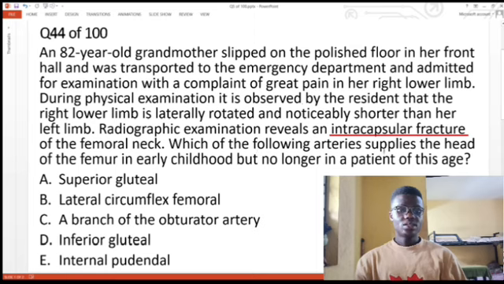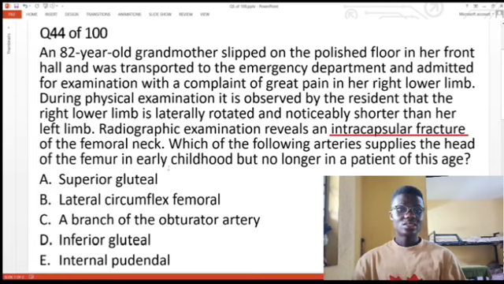Each of the following artery supplies the head of the femur in early childhood, but no longer in a patient of this age. Superior gluteal artery, lateral circumflex femoral artery, the branch of the obturator artery, inferior gluteal artery, and the internal pudendal artery. So all these stories are not what we are interested in.